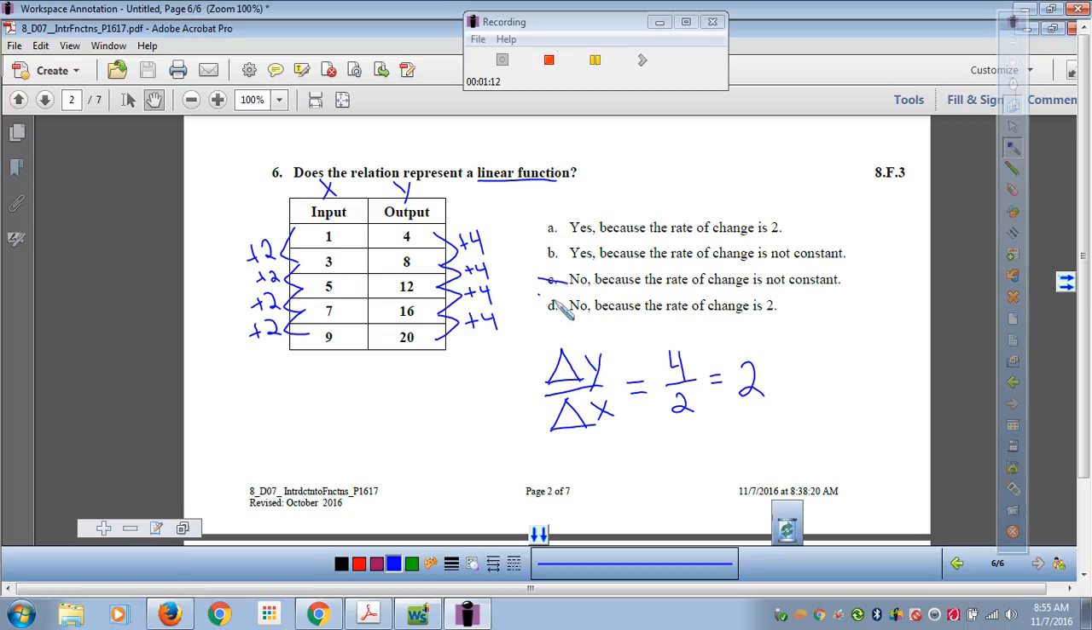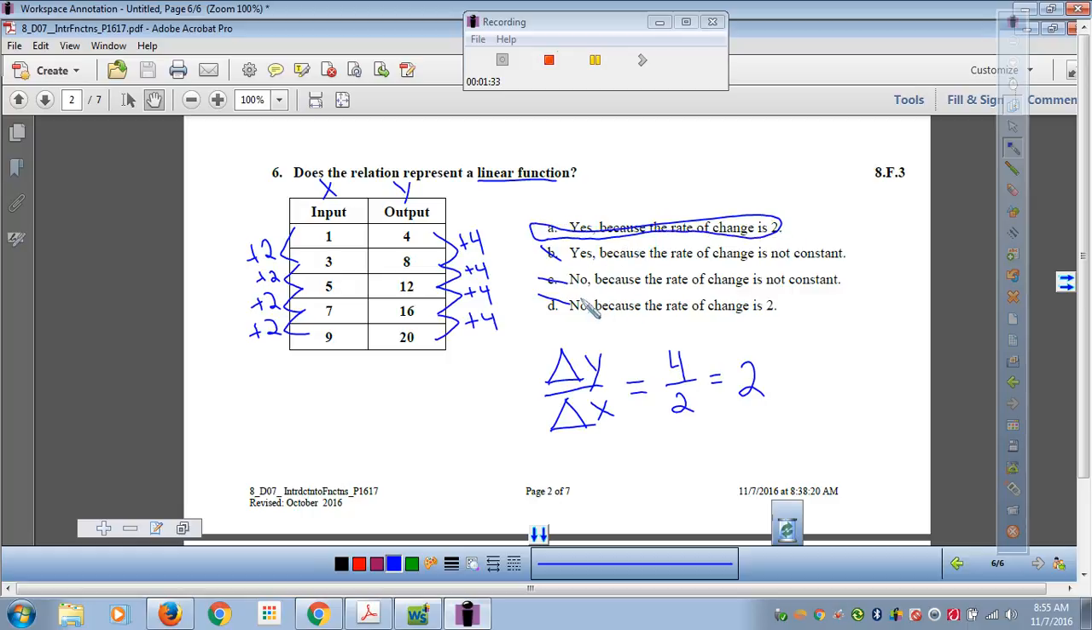So right away I'm going to eliminate the 2 no's. The choice A says yes because the rate of change is 2. That seems to make sense. B, yes because the rate of change is not constant. That wouldn't make sense even if this choice A didn't work, but choice A works, so we're obviously going to go with that.